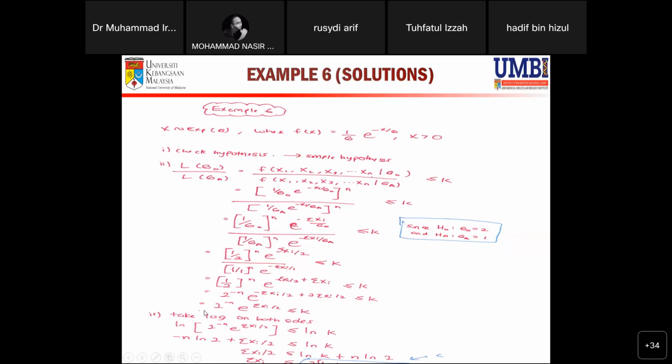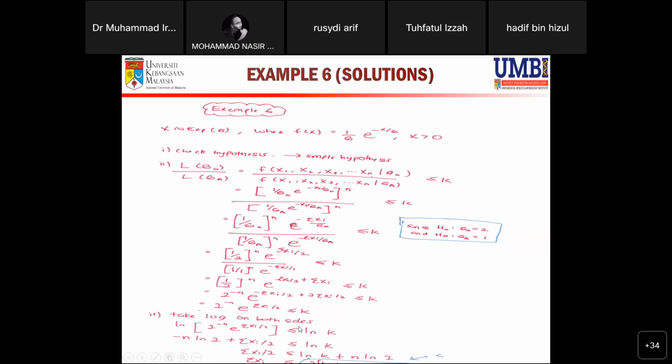So after some further algebraic manipulation here and then summation of this one, we will obtain these forms. Okay, then we take log on both sides to simplify the calculation further. So we will obtain this form.